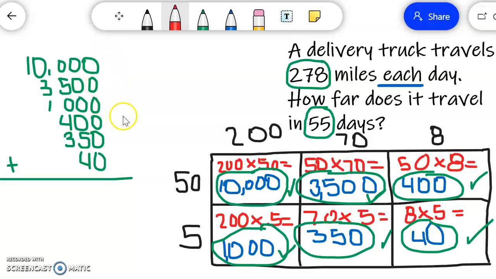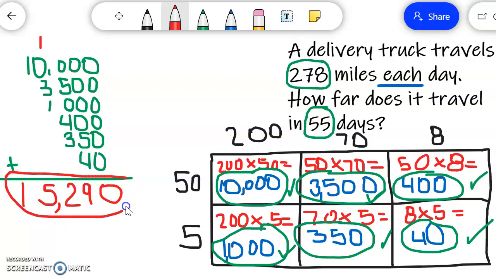So 0 plus 0 plus 0 plus 0 plus 0 plus 0 is a 0 in the ones place. 5 plus 4 is 9 in the tens place. 5 plus 4 is 9, plus 3 more is 12 for the hundreds place. So the 2 goes down low in the hundreds place, and the 1 is regrouped to the top of the thousands place. So 1 plus 3 is 4. 4 plus 1 more is 5. And then 1 plus 0 is 1. So my final product is 15,290.